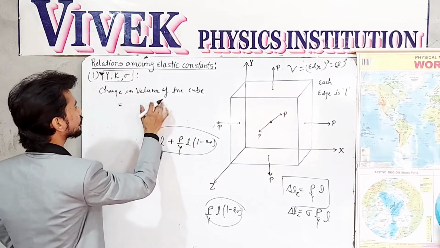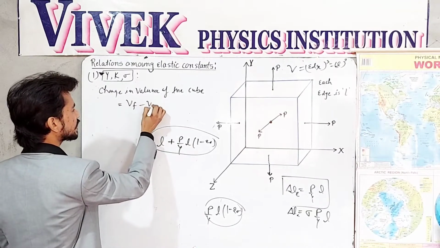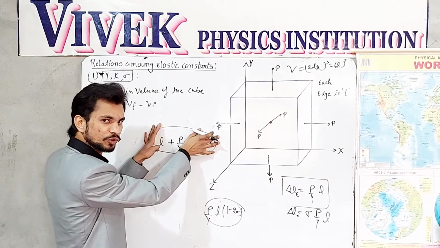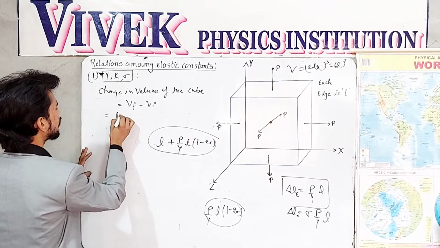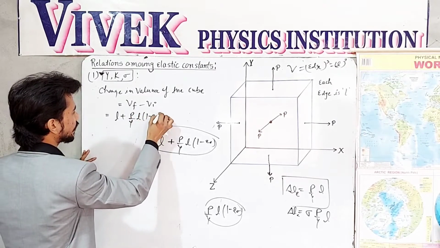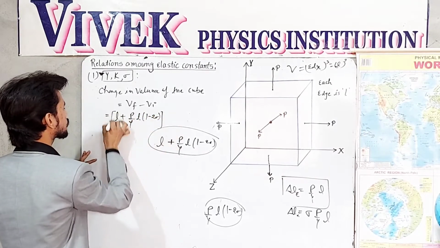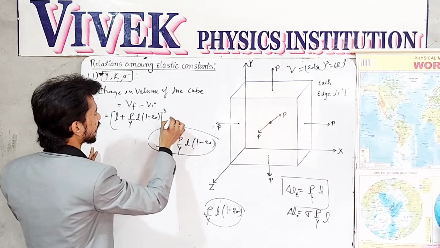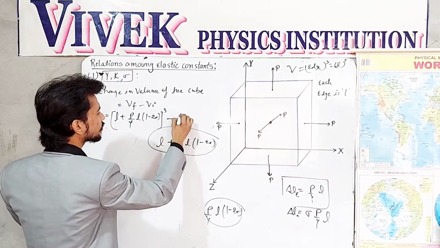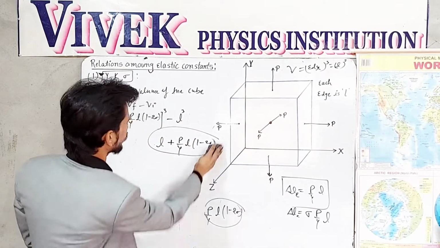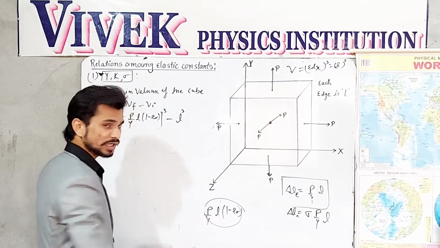Change in volume is nothing but final volume minus initial volume. And what is the final volume? The final edge cube. This is L plus P over Y times L into 1 minus 2 sigma, the final edge. I am taking it as a cube because it is to the power 3. And minus Vi, where Vi is the initial volume. The initial volume was L cube because all the edges were L. This is what we have, the change in volume.